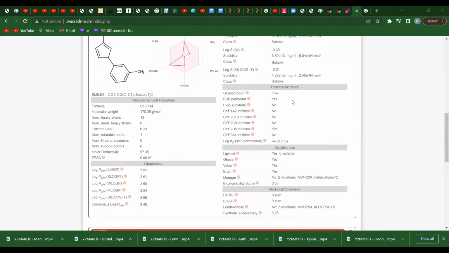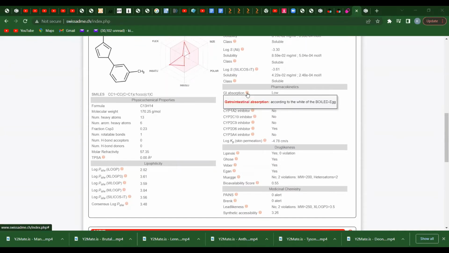The next thing is the pharmacokinetic properties. If you look at the first one, this is GI absorption, gastrointestinal absorption. It says the absorption of this drug is low. So if it is low, definitely it will not be advisable to take this drug orally. Or if you take it orally, the amount that gets to the system will not be much.